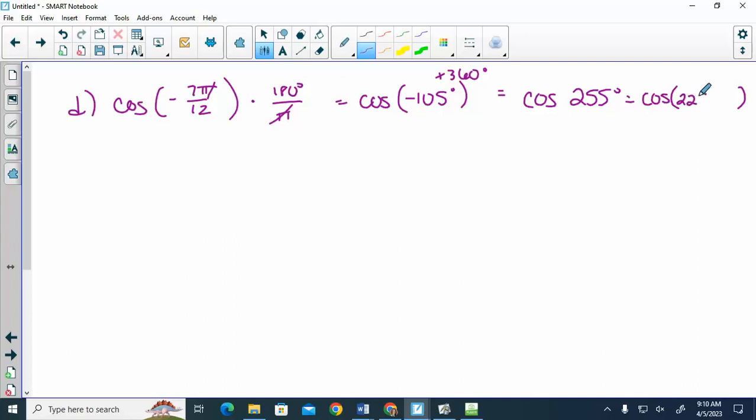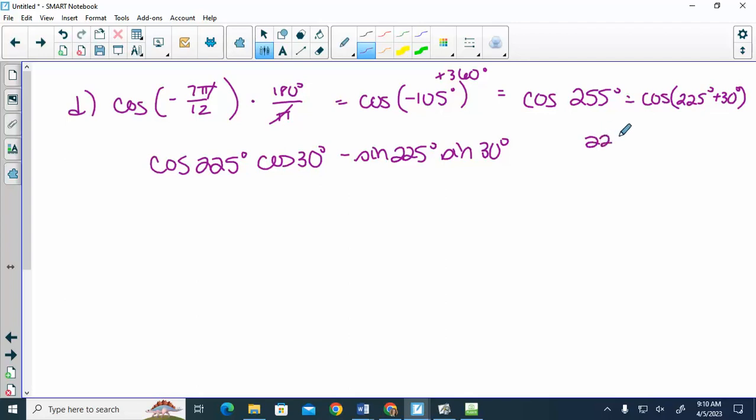225 plus 300. You mean plus 30. Oh, degree symbol. Okay, so this is the cosine of A plus B formula. So that's cosine of the first, cosine of the second, minus sine of the first, sine of the second.